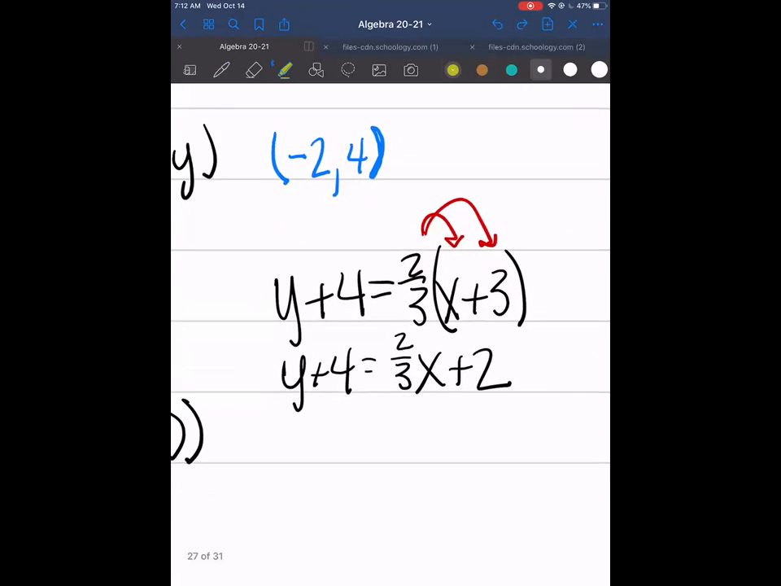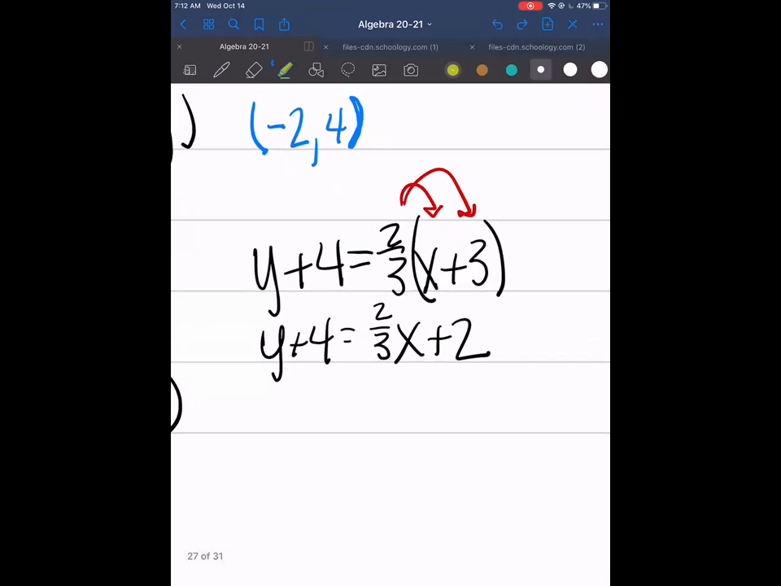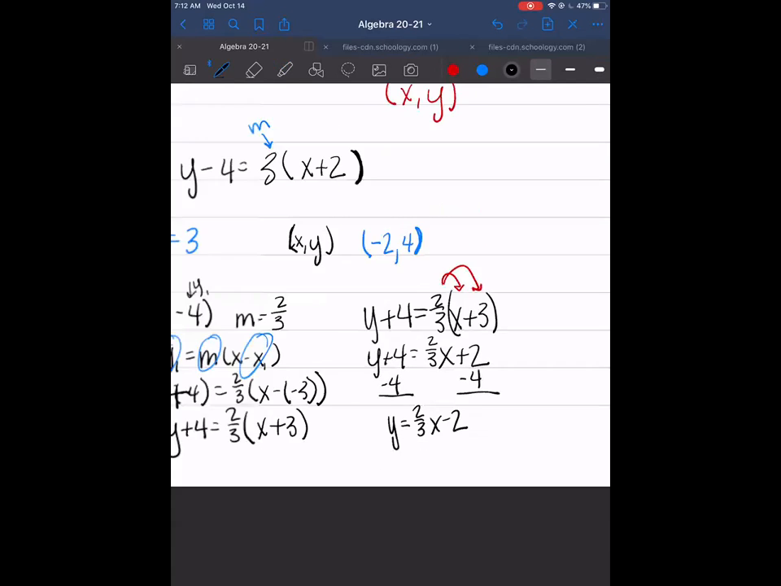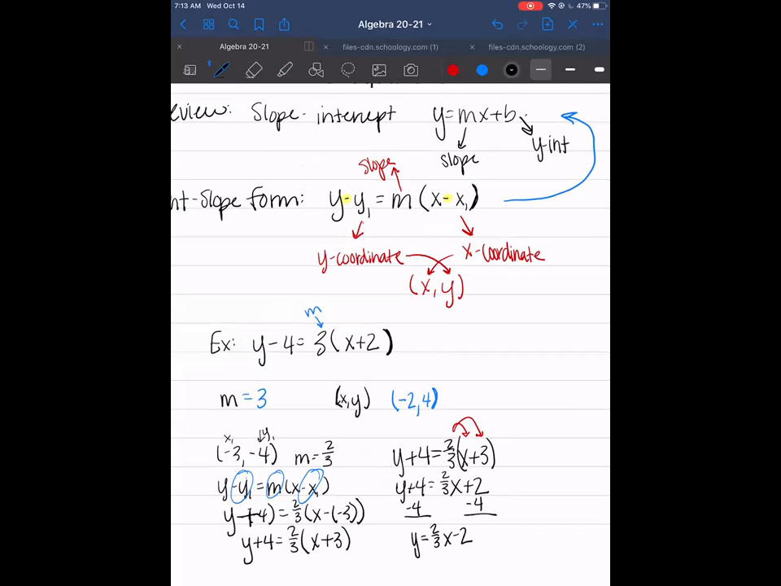Okay, so I'm not done. I still have this constant over here that needs to be gone. I need y all by itself. If you remember back from our first unit, we have to do the opposite operation to get it to the other side of the equation. So -4, and what I do to one side, I have to do to the other. So I'm going to subtract 4 from both sides. So y equals 2/3 x minus 2. So that is how you would go from point slope form to slope intercept.